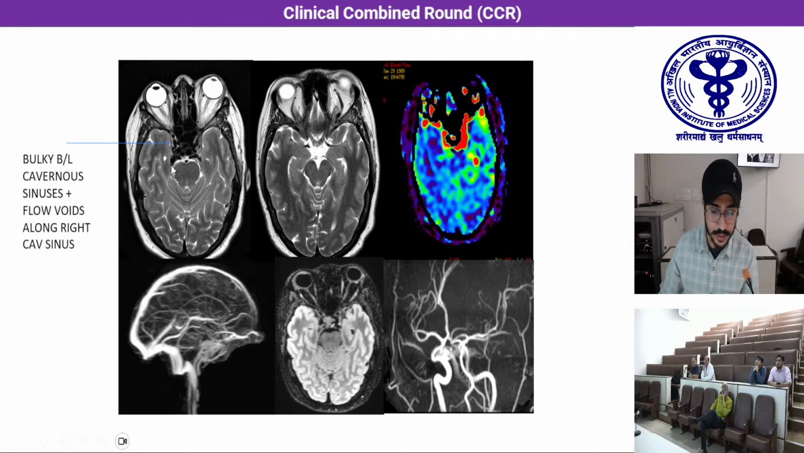Here we can see that the right cavernous sinus, in fact bilateral cavernous sinuses, are bulky, and there are a few flow voids on the right side of the cavernous sinus. You can appreciate mild left-sided proptosis. On a slightly higher section, we can appreciate that the left SOV compared to the right SOV is dilated, and we thought this could be CCF.